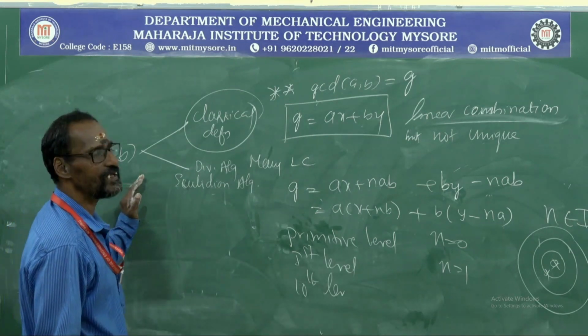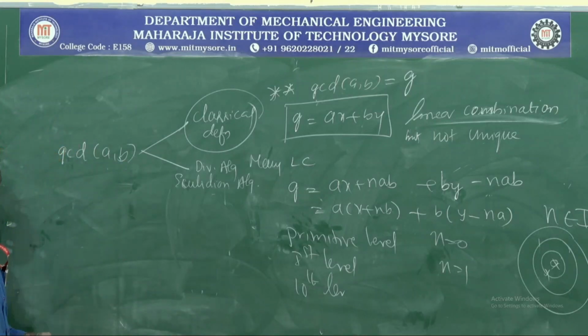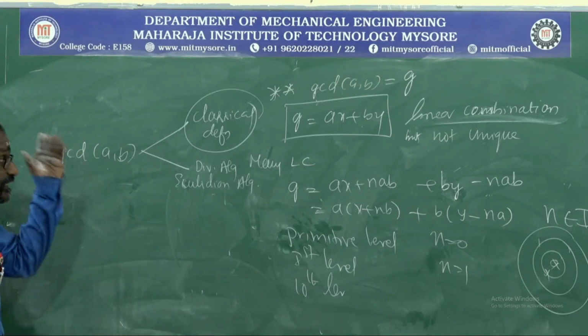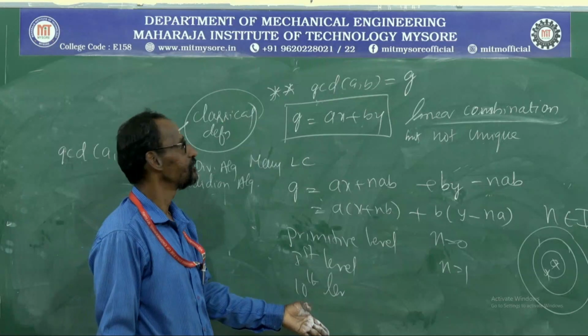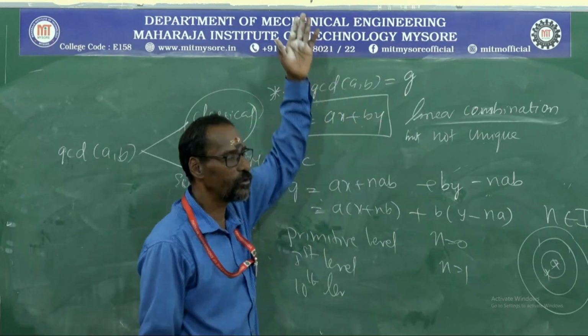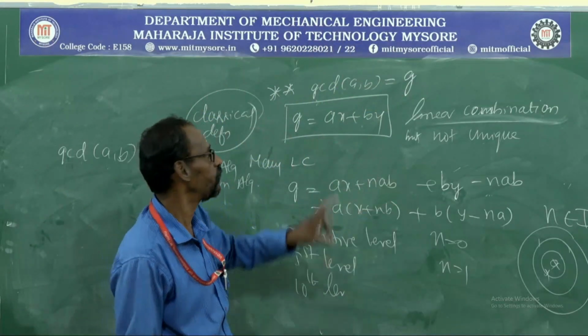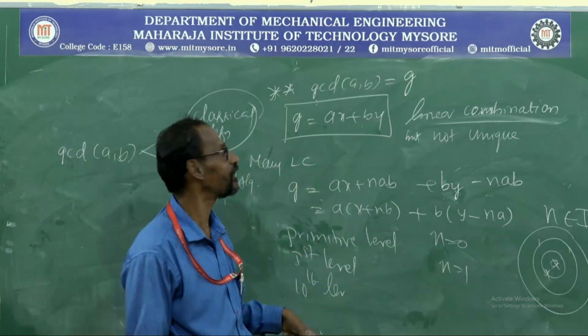Now once you have the GCD, what is the next level I can think of? Is it possible to express the GCD as a linear combination? Yes, that's what I wrote here. G can be represented using AX plus BY. A and B are the given numbers. G is the evaluated GCD value. X and Y you are investigating.